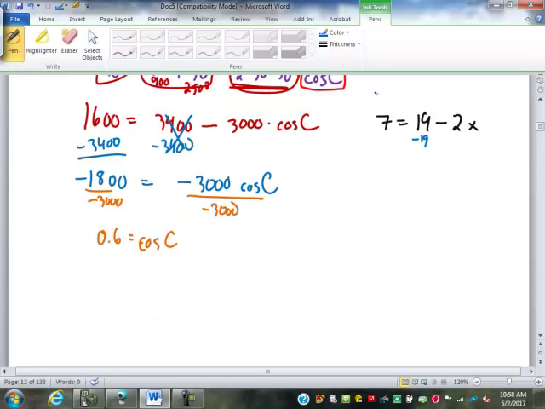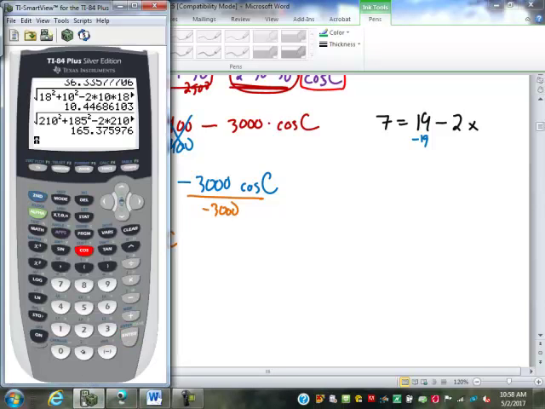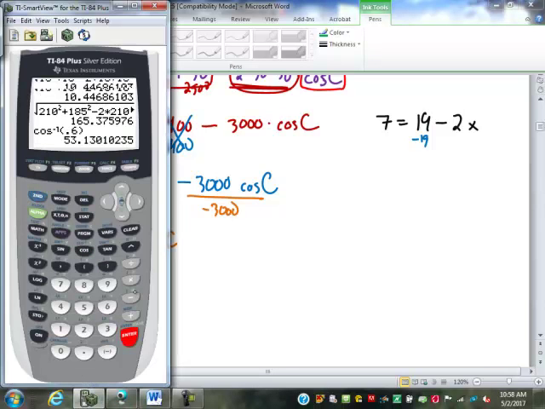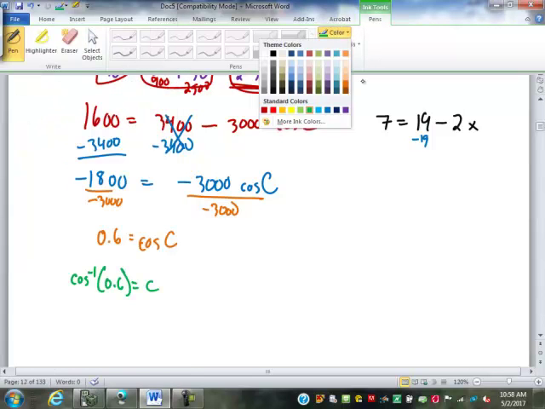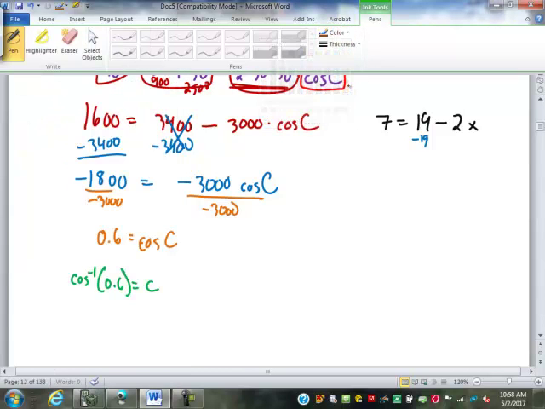So then, of course, it is just the inverse cosine of 0.6. 53.13 degrees is C. What do you think? Not horrible?